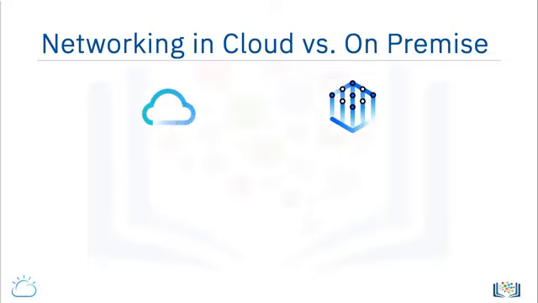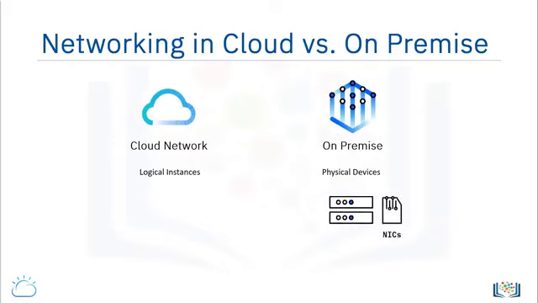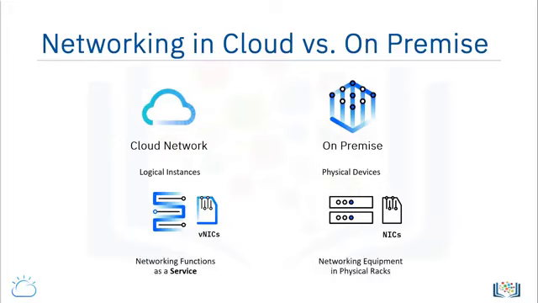As one might expect, the notion of building a cloud network is not much different from deploying a network in an on-premises data center. The main difference stems from the fact that in the cloud, we use logical instances of networking elements as opposed to physical devices. For example, network interface controllers, or NICs, would be represented by vNICs in cloud environments. In the cloud, networking functions are delivered as a service rather than in the form of rack-mounted devices.